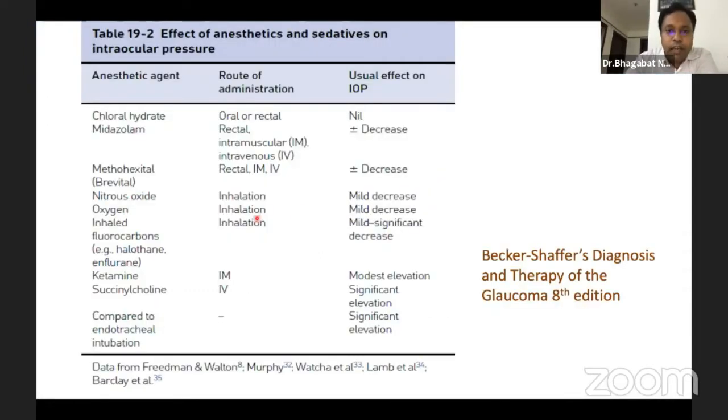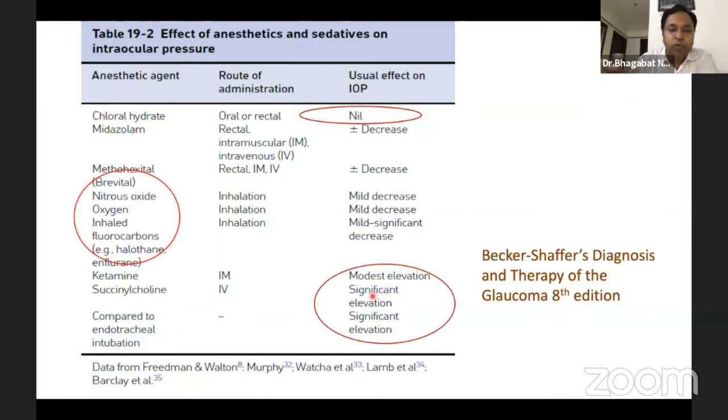Here you can see the anesthetic agents. Chloral hydrate has no effect on IOP. Gases like halothane, nitrous oxide and the fluranes, except sevoflurane, all decrease the IOP. Ketamine and succinylcholine increase the IOP. So we should know what agents anesthesia people have used for induction or sedation. We should have that knowledge.